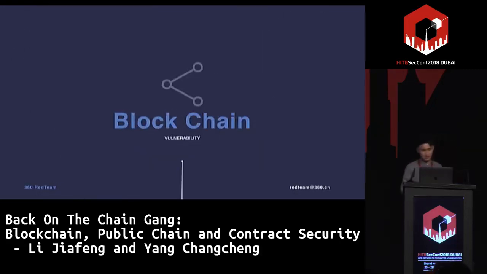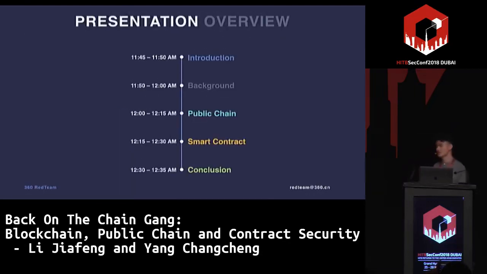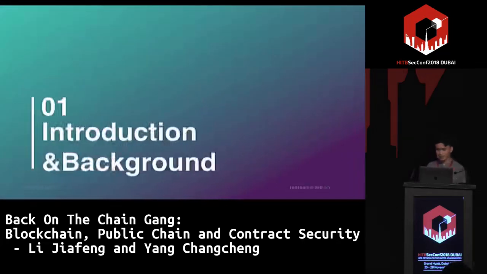Talking about the blockchain, this is today's presentation overview. First, we need an introduction and background. If you already know what the blockchain is, just be patient, because I think there is someone who doesn't know what the blockchain is. The next part is the public chain, and the last part is smart contracts. The last is the conclusion. So let's begin.